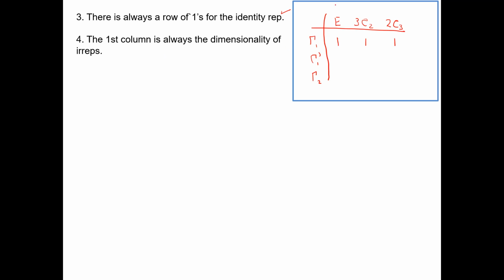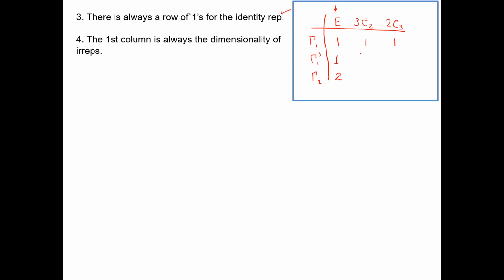Why? Because the first column corresponds to the identity operation and the identity class. The identity is always in a class by itself. The character is just the trace of the identity matrix, and depending on the dimensionality of the representation, we can just write down the traces. For a 1D representation, the trace is 1, and for the 2D representation, the trace is 2.